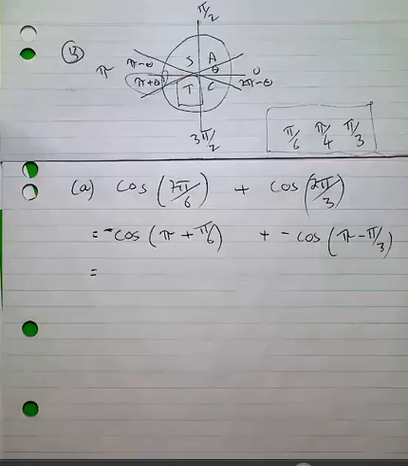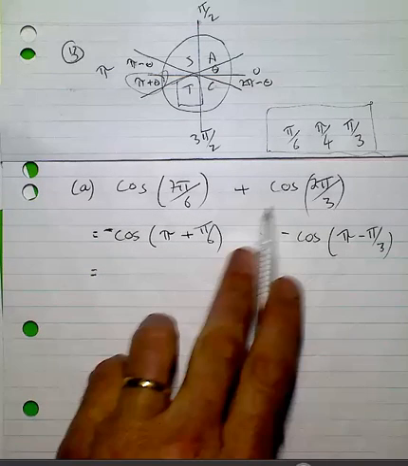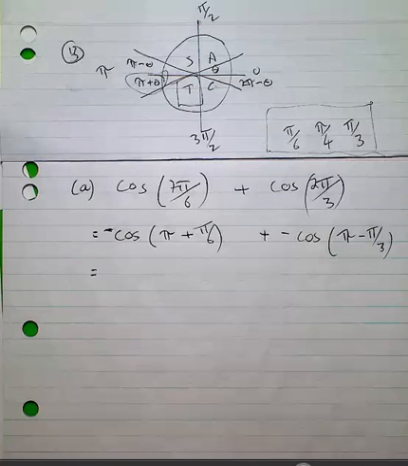In question 13, you're asked to calculate exact values for the following cases. Now, I can find exact values for questions A, B, C, and D. The other ones we might have to do a little bit of skullduggery with. So, in the first instance, cos 7 pi on 6 plus cos 2 pi on 3.